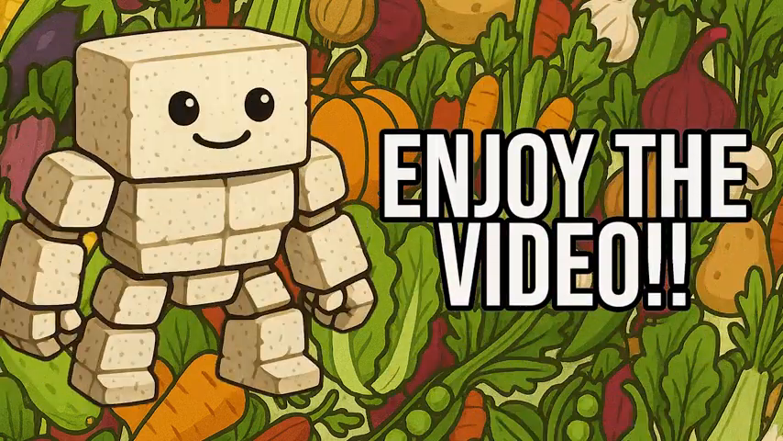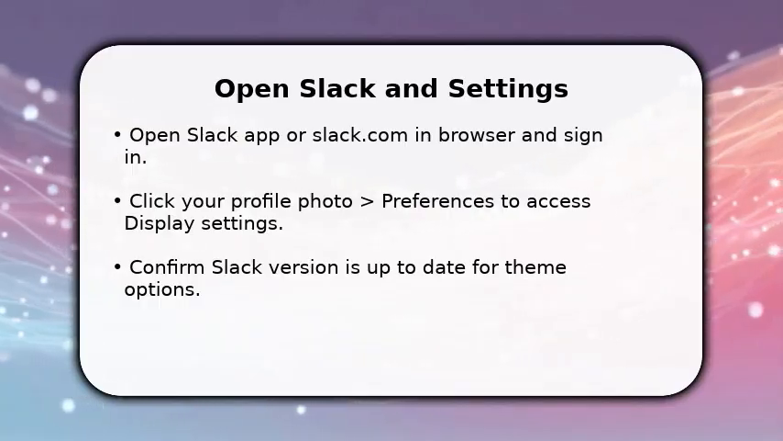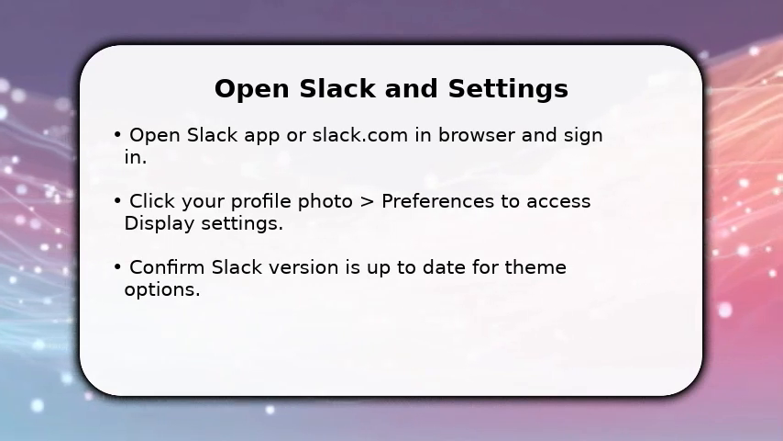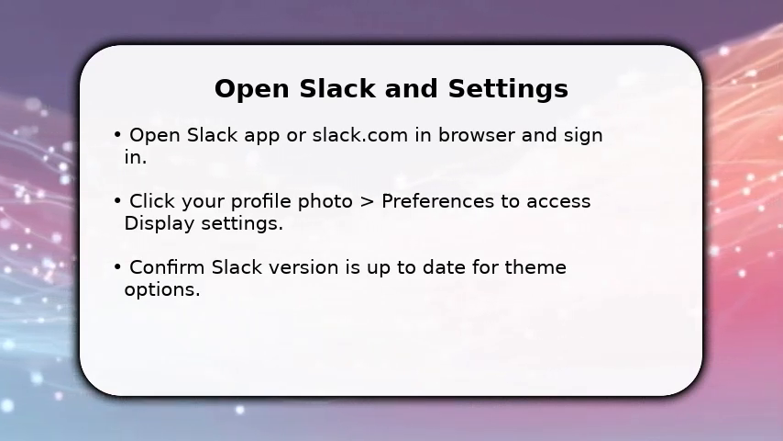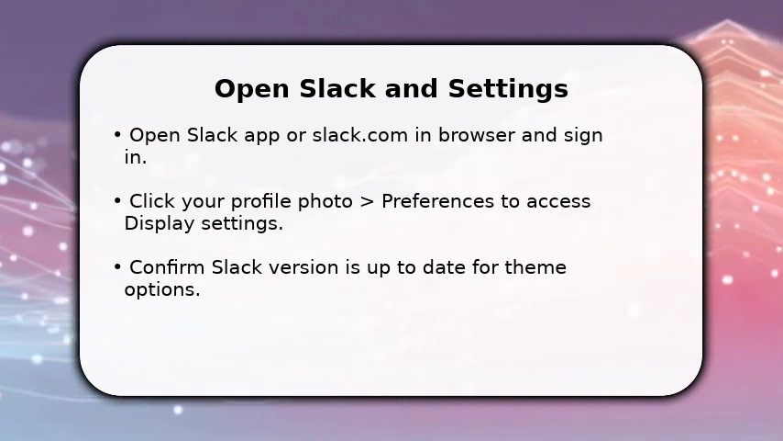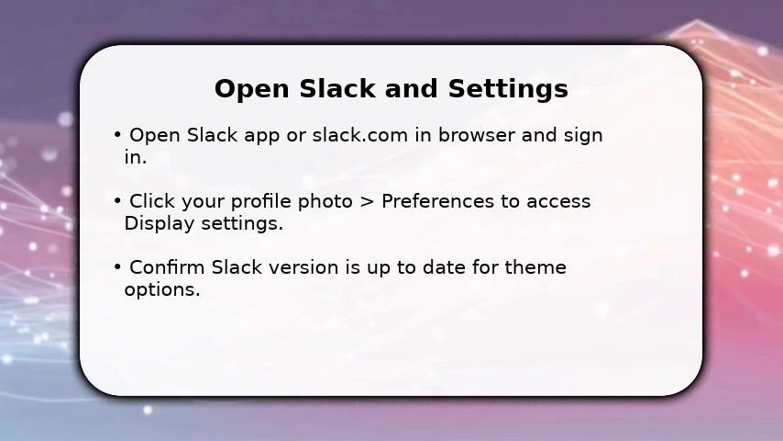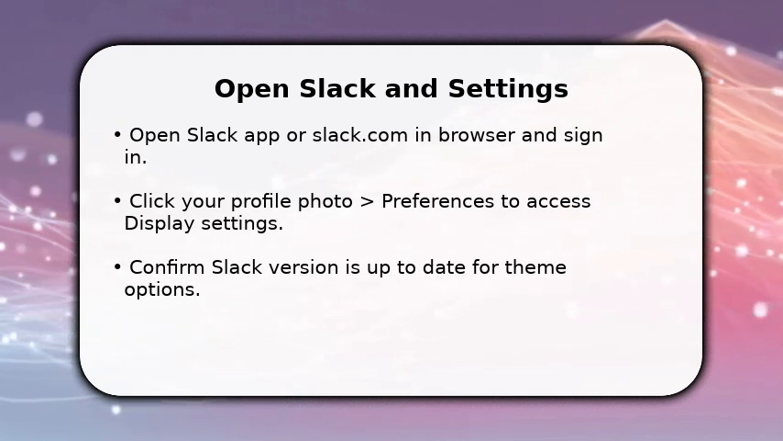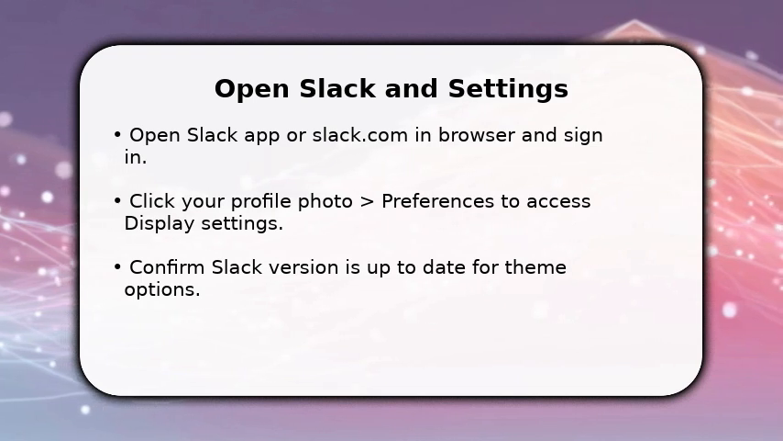Please enjoy the video. You start inside Slack. Sign in and open Preferences from your profile photo. Once there, go straight to Display because that controls theme options. You don't need to change workspace settings. You should check the app version so theme choices appear consistently across devices.